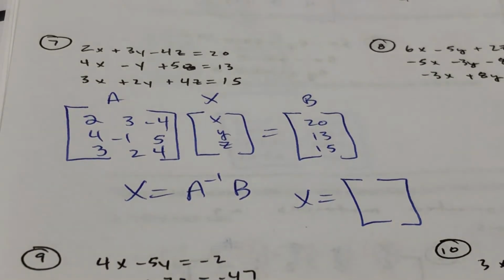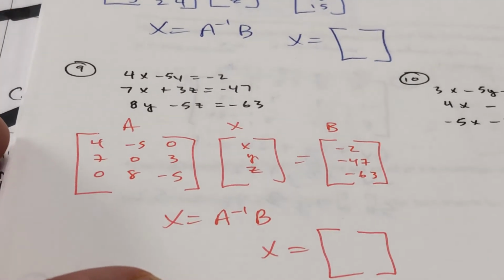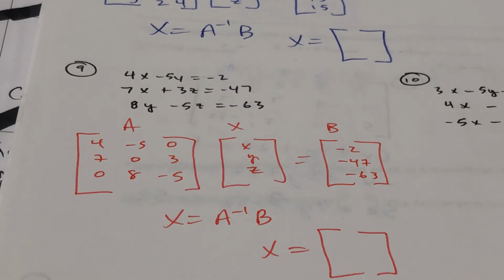Here's how we set up number 7. Matrix A, all the coefficients, 2x, 3y, negative 4z, 4x, negative 1y, 5z, 3x, 2y, 4z. My constants then, which is matrix B, 20, 13, 15, again, equals, make sure it's on the other side of the equals sign. Matrix X is what I'm searching for, X, Y, and Z. So X is A inverse B. That went to our calculator, and we got pleasant answers. Just be careful on number 9. You have some zeros in there for matrix A.